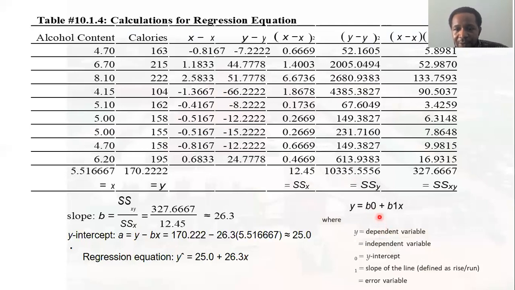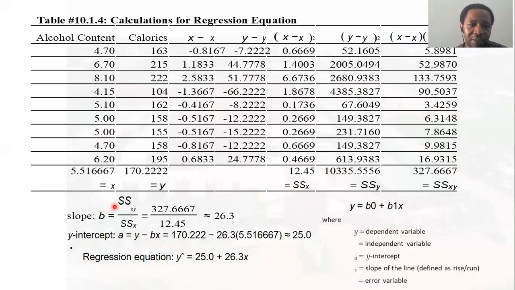Remember, this is our equation here, which says Y is equal to beta naught plus beta 1 x value. We begin to substitute. The first thing we have to do is to look for the beta value here, which is this.